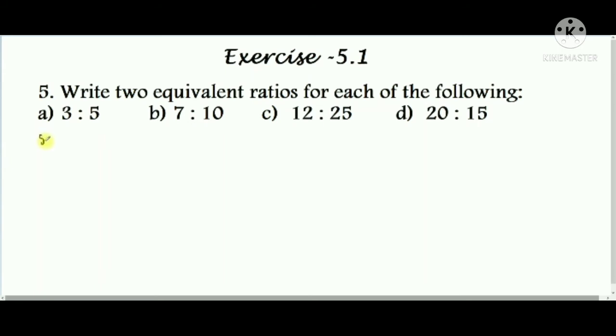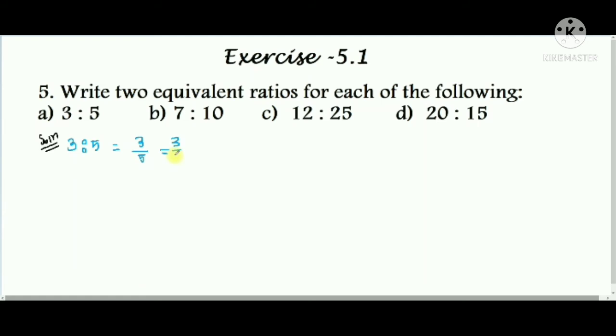You see, in the solution I will write this one. There 3:5 is written, so you write 3 first. According to the question we need to find equivalent ratios, right? So this one we can write like 3/5. Now we will find the equivalent fraction of this, and then we will write the ratios. So 3/5 is there, then you write 3/5.